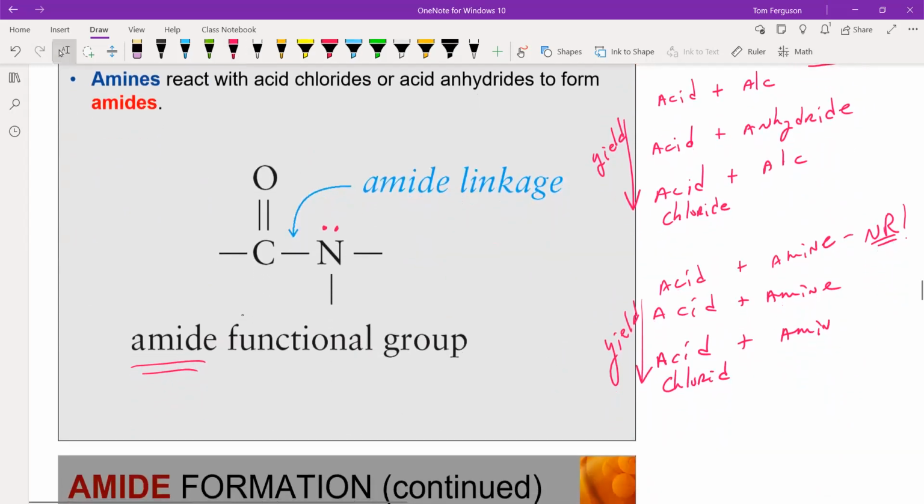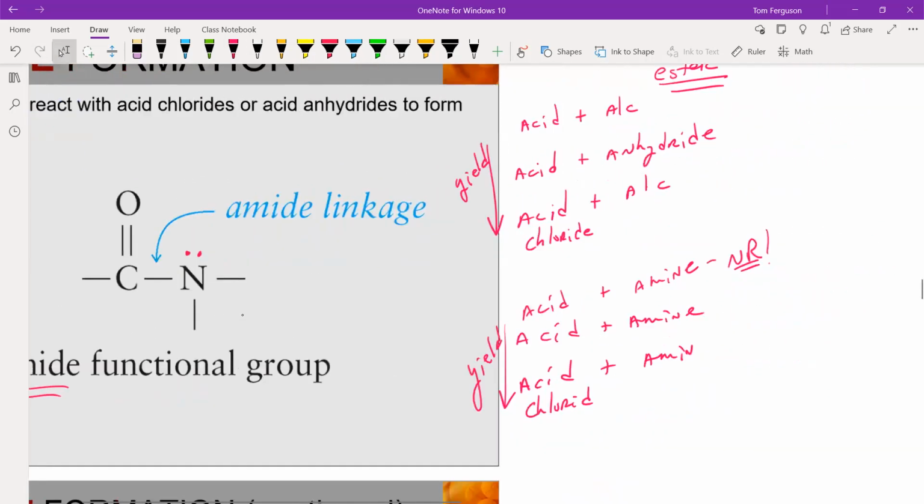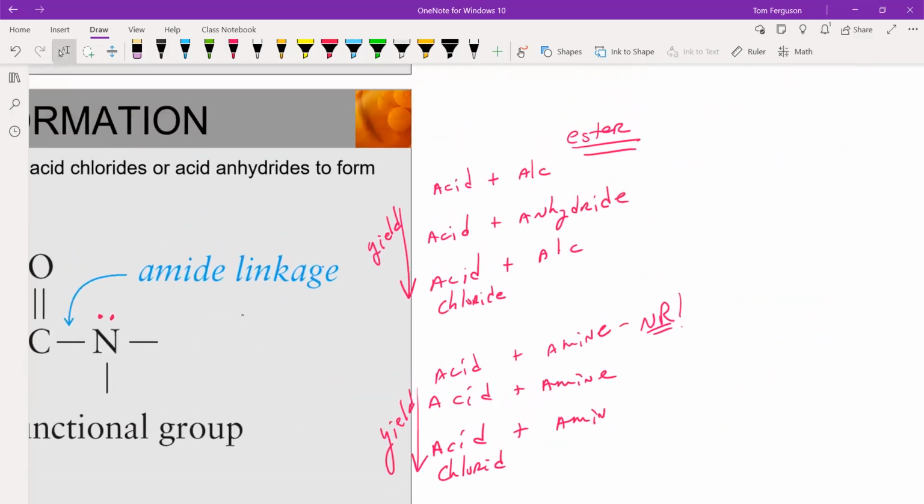So we saw in the past, when we're looking at forming esters, there are three ways to make an ester. There's the acid plus alcohol, acid plus anhydride, and acid chloride plus alcohol. And the yield is most with the acid chloride, the least with the alcohol and acid.